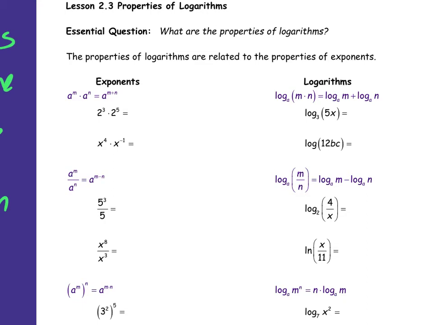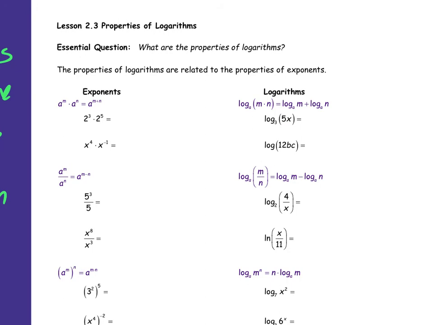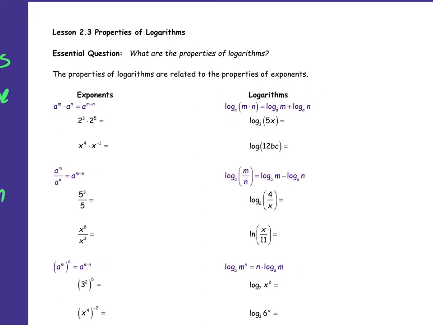We'll start, I'm going to do them together. I'm going to do the exponent side and then the logarithm side because they do go together. But I am going to go through them fast because I want to get on to the other part. These are just basically the rules or properties of both of them with some examples.